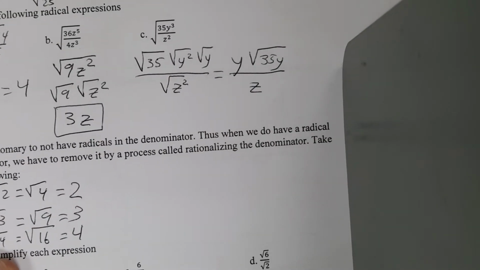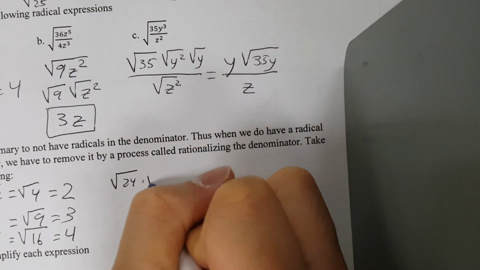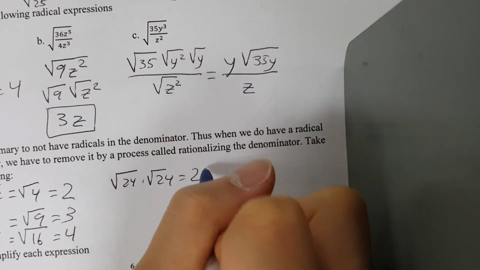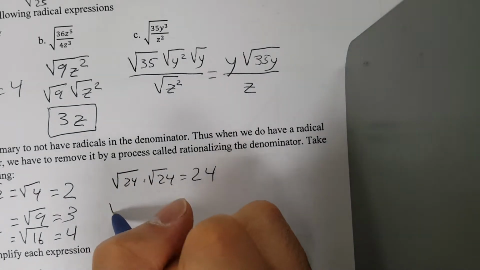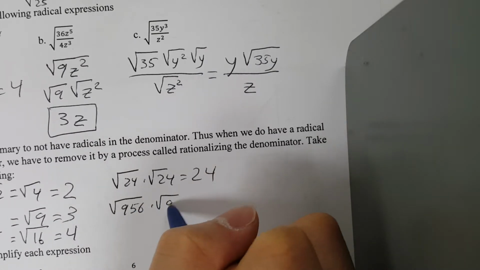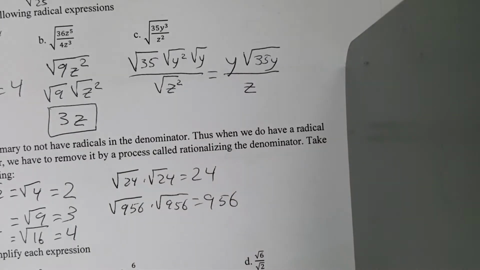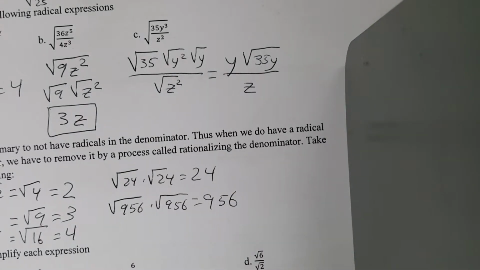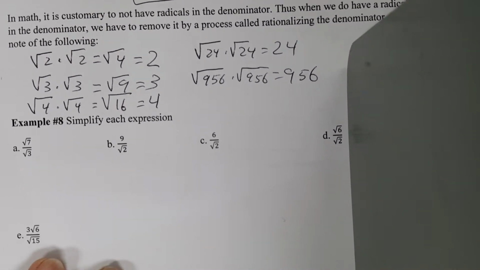So I could have big numbers, and I don't even know the multiplication, but I know radical 24 times radical 24 is going to be 24. Even if I have a number like 956 times the square root of 956, the answer is 956. So we're going to use this to help us do these problems.